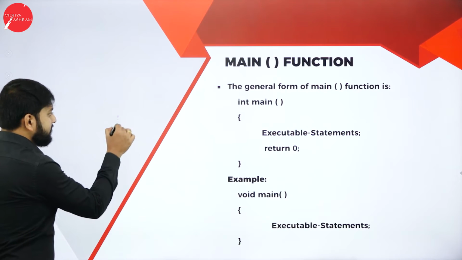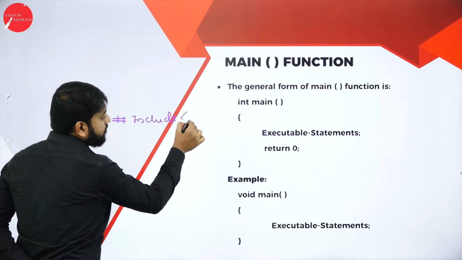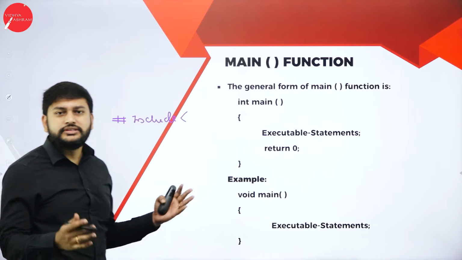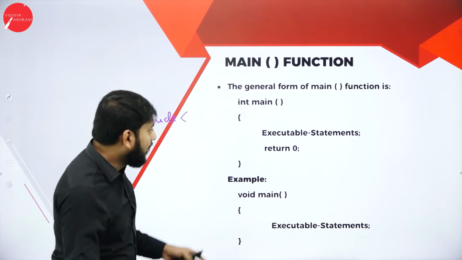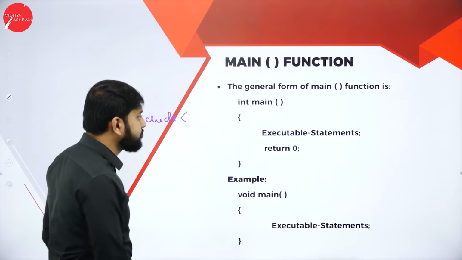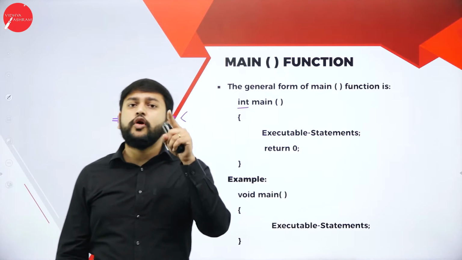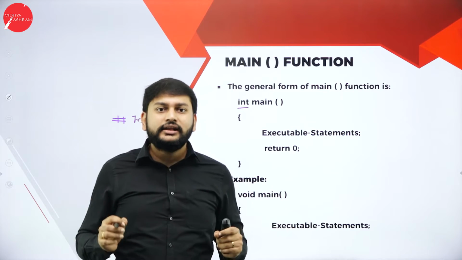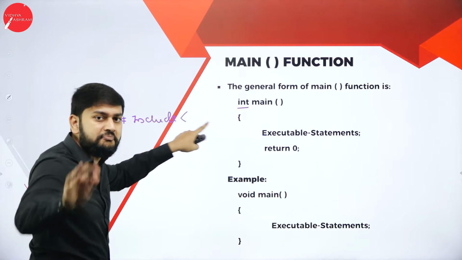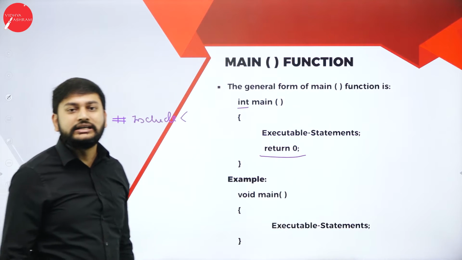If I am writing any program, I will be starting my program with hash include conio.h, hash include iostream.h. That is a basic thing that you all know. After that, I will be writing the main function. I can write the main function with int. Whenever I use int, I have already told you, int means it returns some value. So whenever I'm using int as my return type, make sure that, by closing your eyes, you will write return 0. It returns some value.